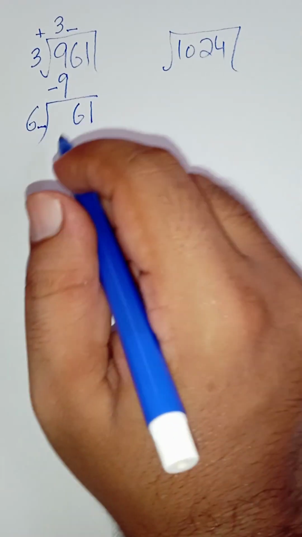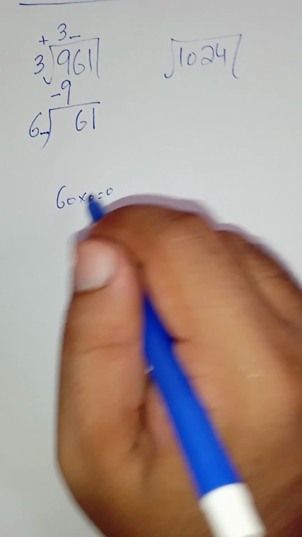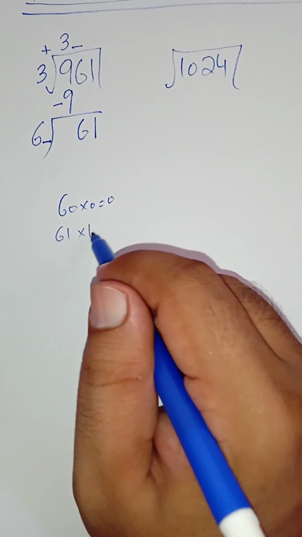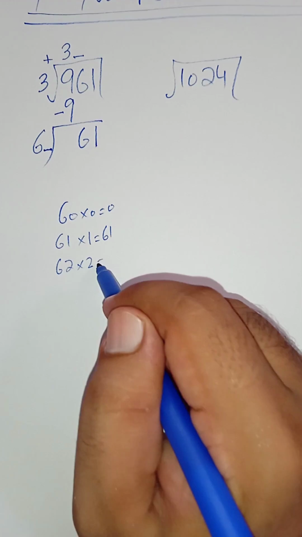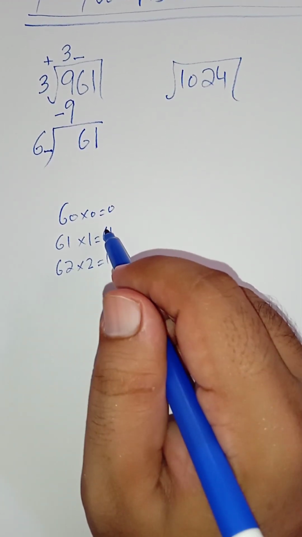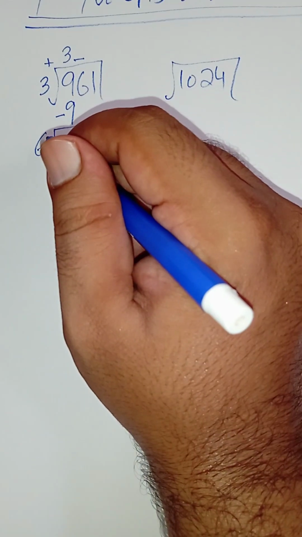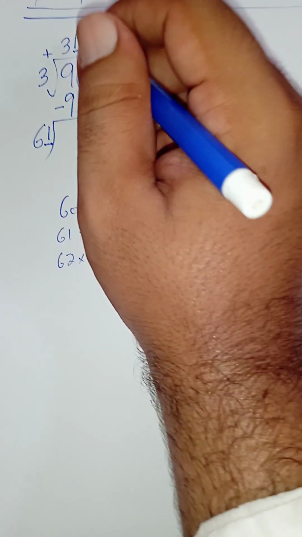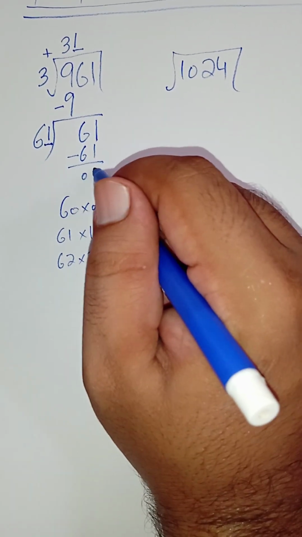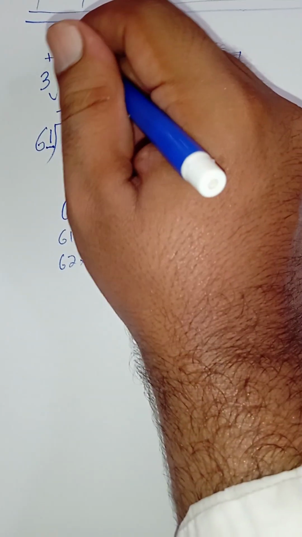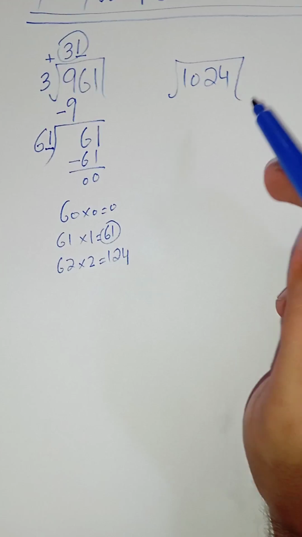Now you can see, if I write here 60 times 0 is 0, 61 times 1 is 61, 62 times 2 is 124. Now you can see that I have got the number 61. So what I will do, I will write here 1 and 1 here, and simply I will get 61. Now subtracting these, I find 0. It means 31 is the square root of this number 961.